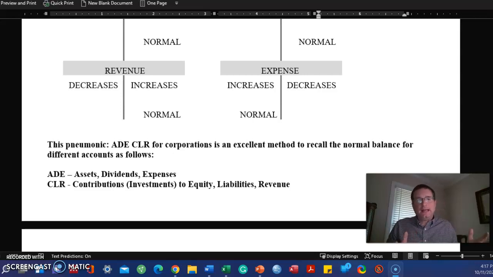All right, so AddyClear is a great mnemonic. If you didn't watch the prior video, go back and watch it right now. It'll help you keep, until you get it down pat and memorized, which account type is increased with a debit and which account type is increased with a credit. It's an awesome tool. Please learn it.